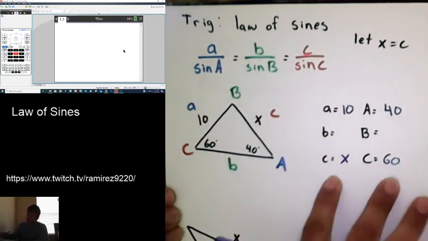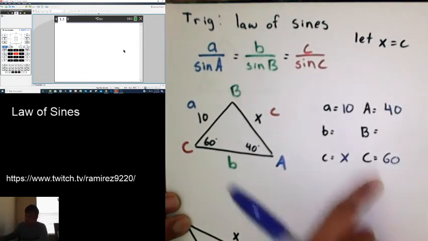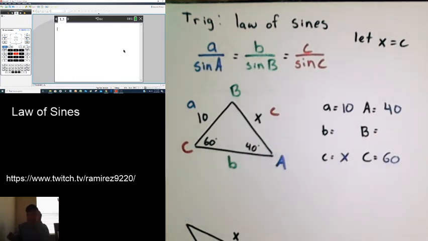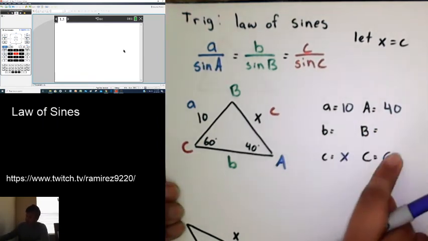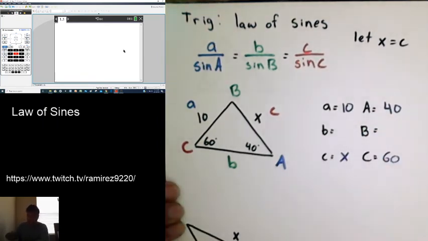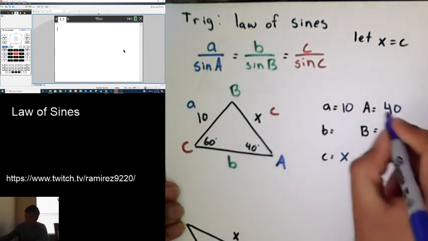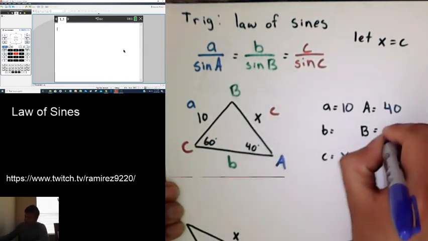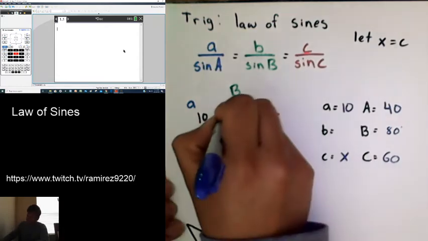When you're looking at this, anytime you have two angles here, you could technically find the other one because the angles should add up to 180 degrees. So that's 40, that's 60, that's 100. So 180 minus 100, that's 80. So I know that this has to be 80 degrees.